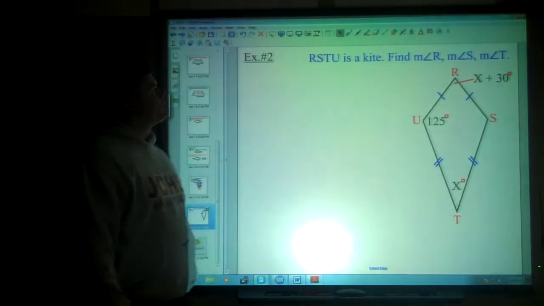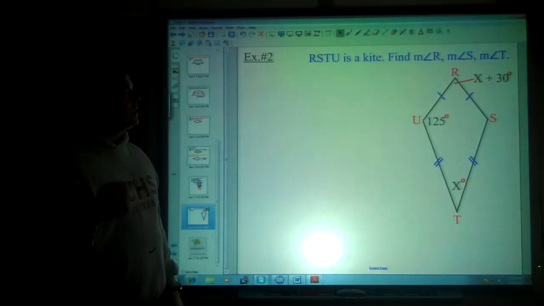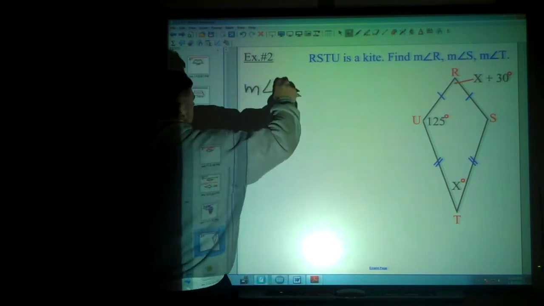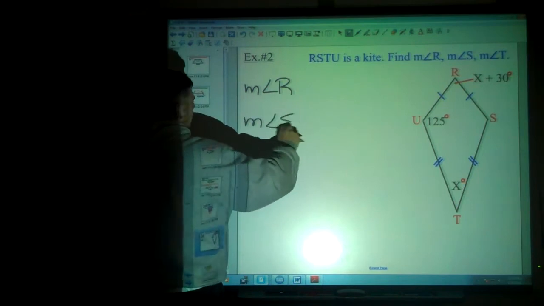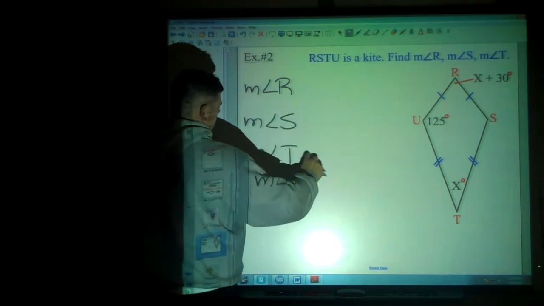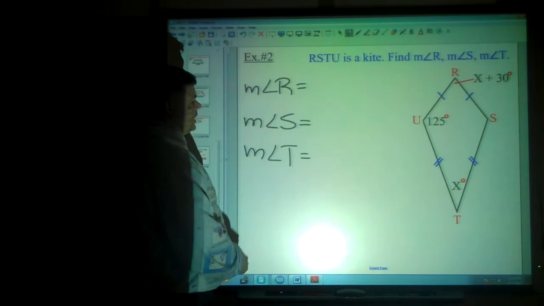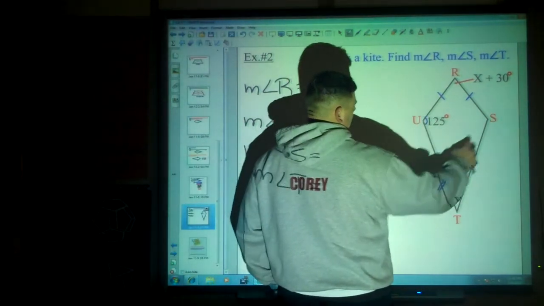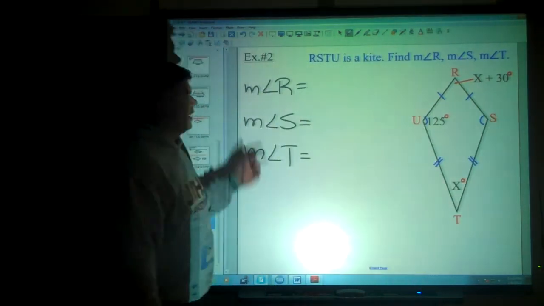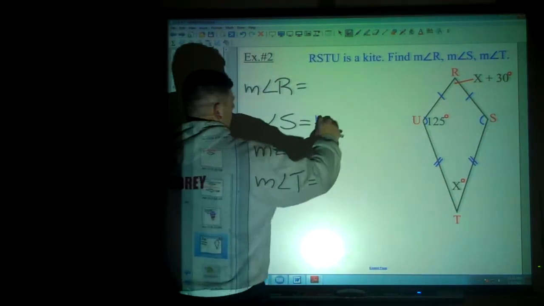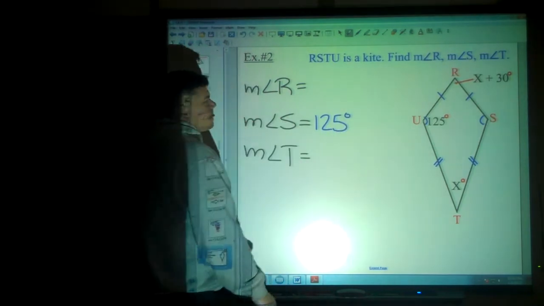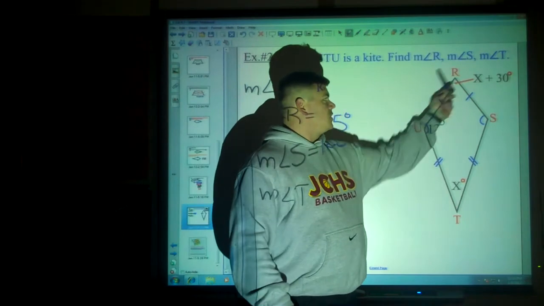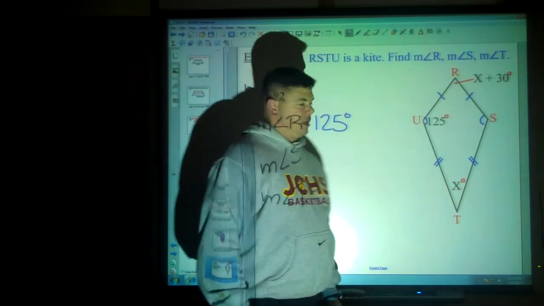All right, last example. RSTU is a kite. Because we know it's a kite, we want to find the measures of R, S, and T. So the measure of angle R, the measure of angle S, and the measure of angle T. Now, because we know that in all kites there are going to be two angles that are the same, these two have to be the same. So that makes finding S pretty easy: 125 degrees. All right? And we know that a total of 360 degrees is in all four-sided shapes.